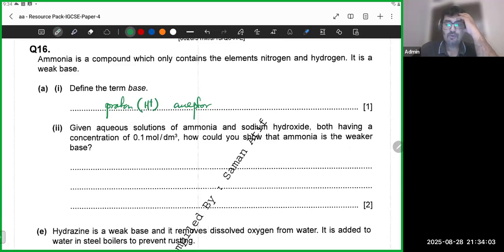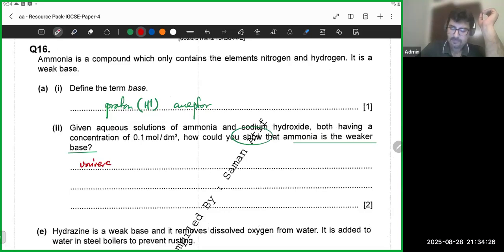Given aqueous solutions of ammonia and sodium hydroxide both having the same concentration, how could you show that ammonia is the weaker base? Again, the question is about a strong base and a weak base. How would you show that ammonia is a weak base? And you have to show it, right? You don't have to describe it, you have to show it. So you're going to use a universal indicator paper or indicator solution.